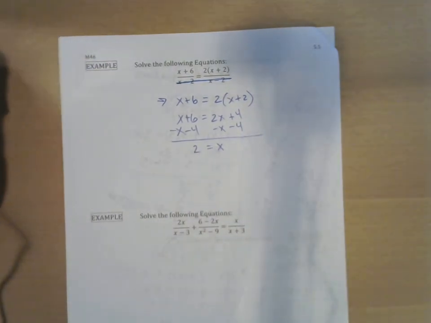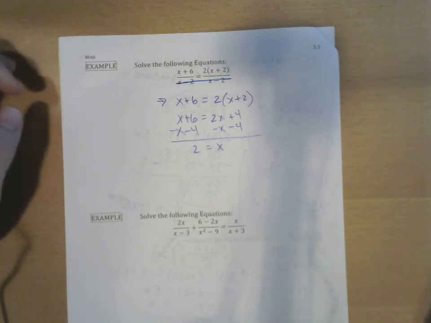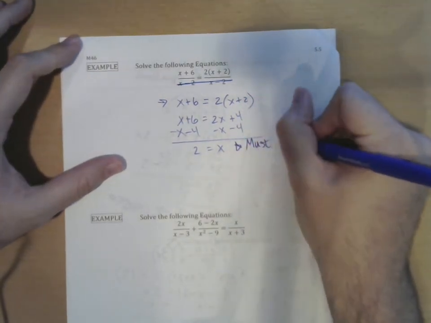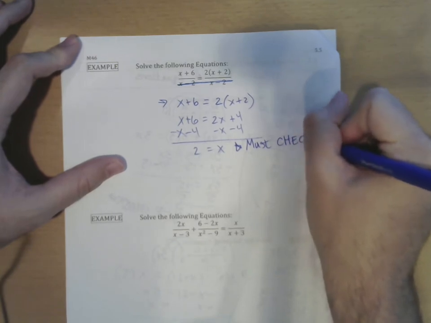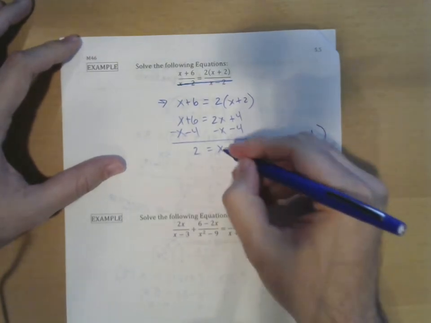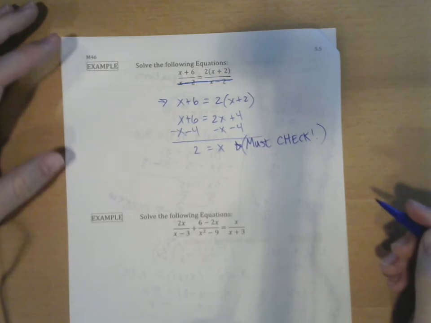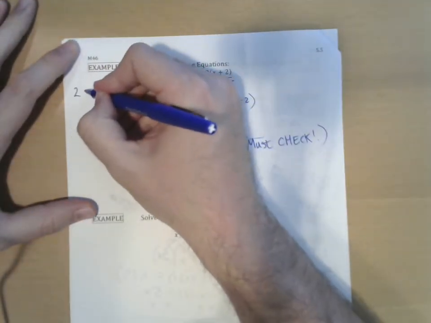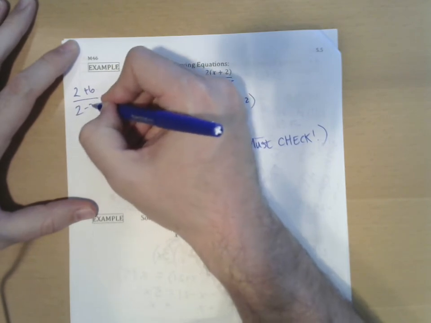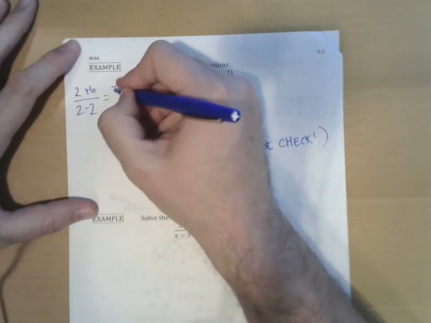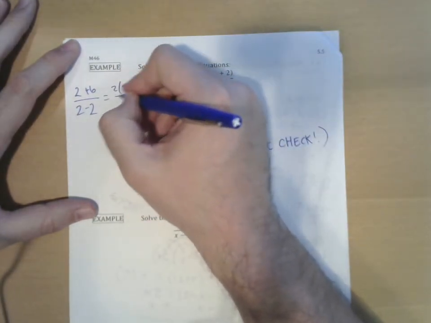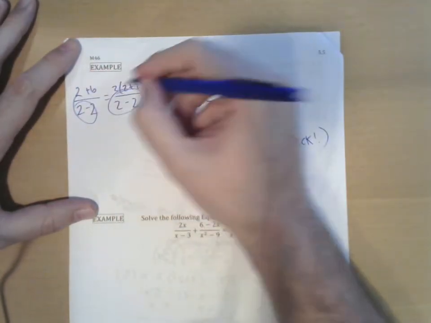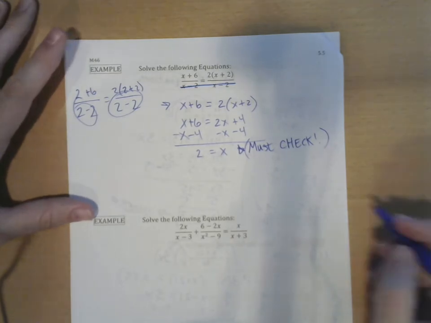Now, here is where you absolutely need to make sure you are checking your work, your answers. And why we do this, because now when we go to check, while I may have crossed out the denominators, when I plug it back in, it needs to go into the denominator. And this should equal 2 times 2 plus 2 over 2 minus 2. And hopefully you see the problem here. 2 minus 2 equals 0.